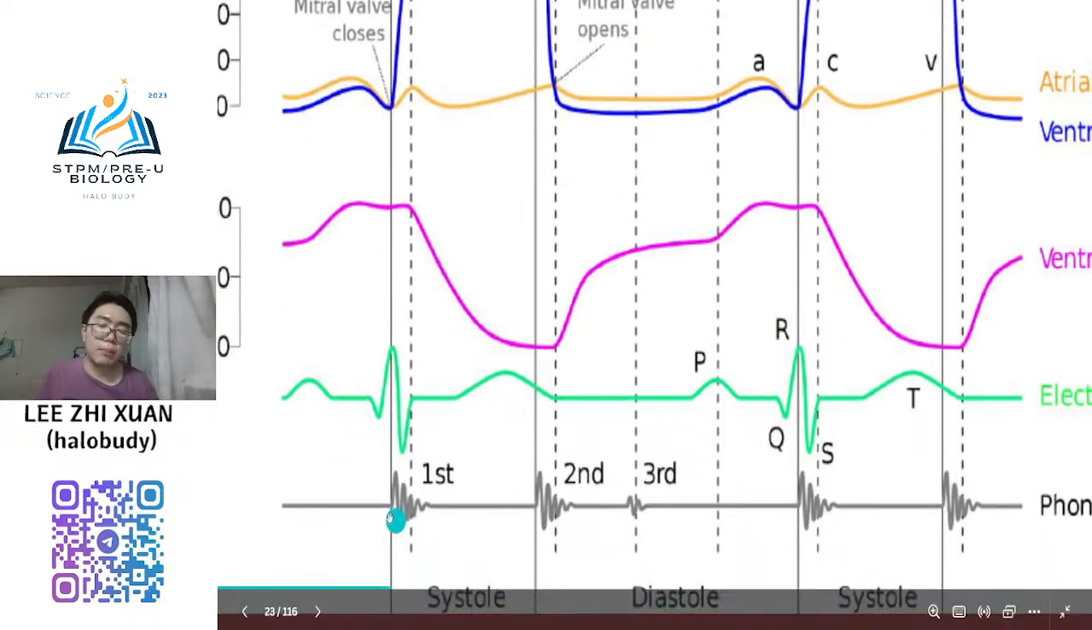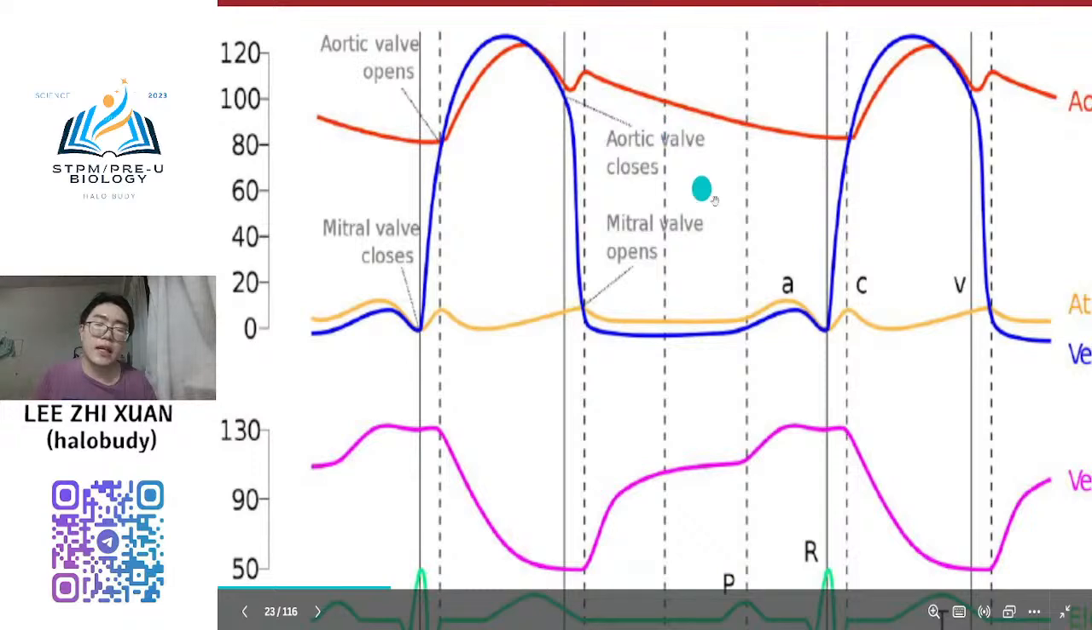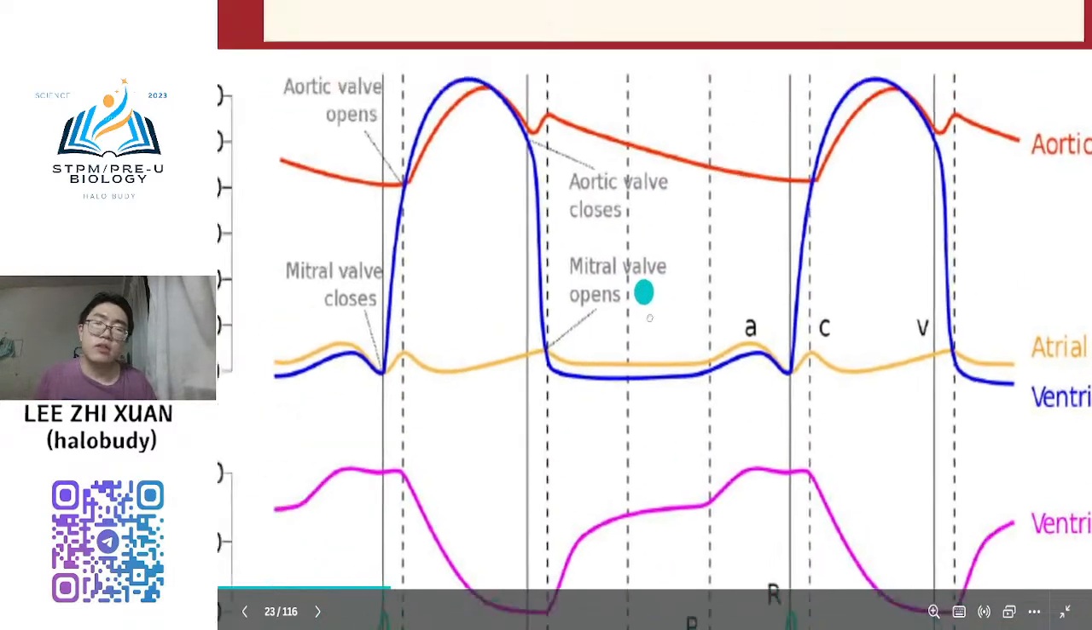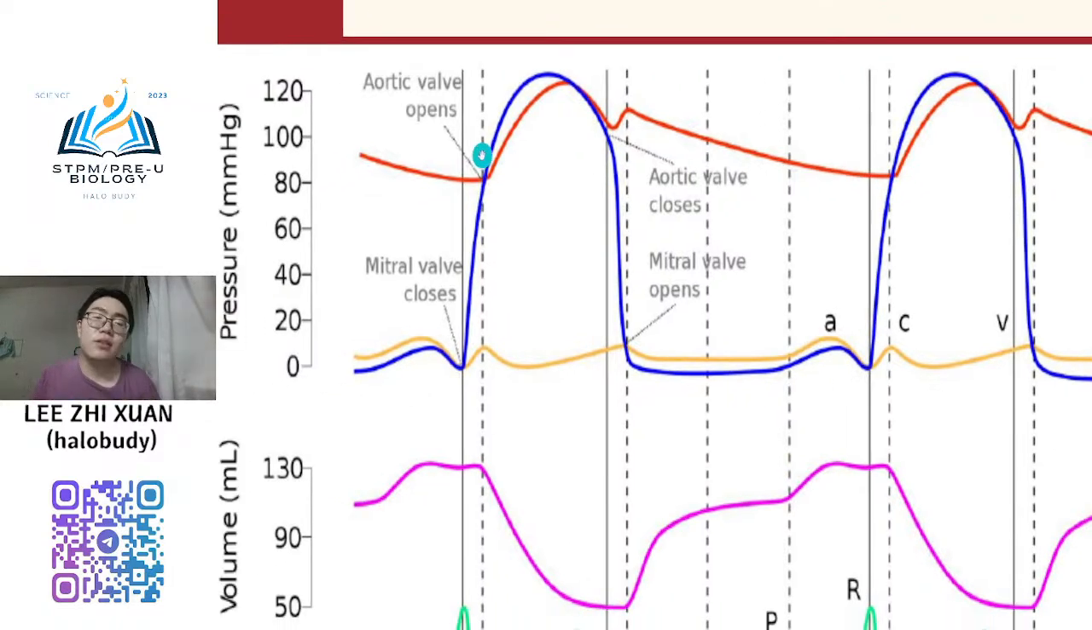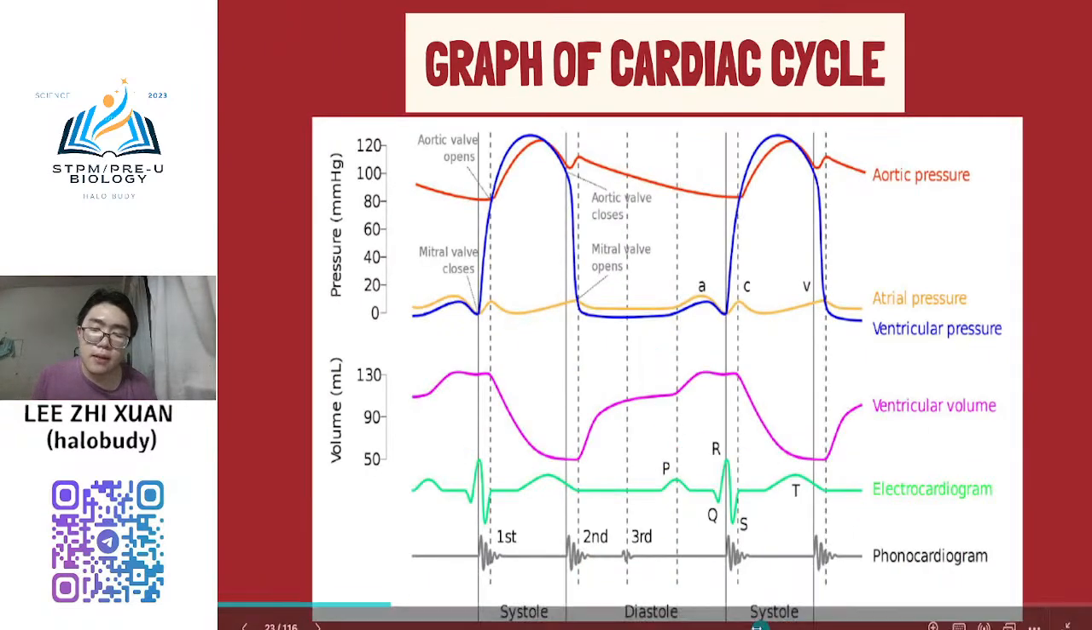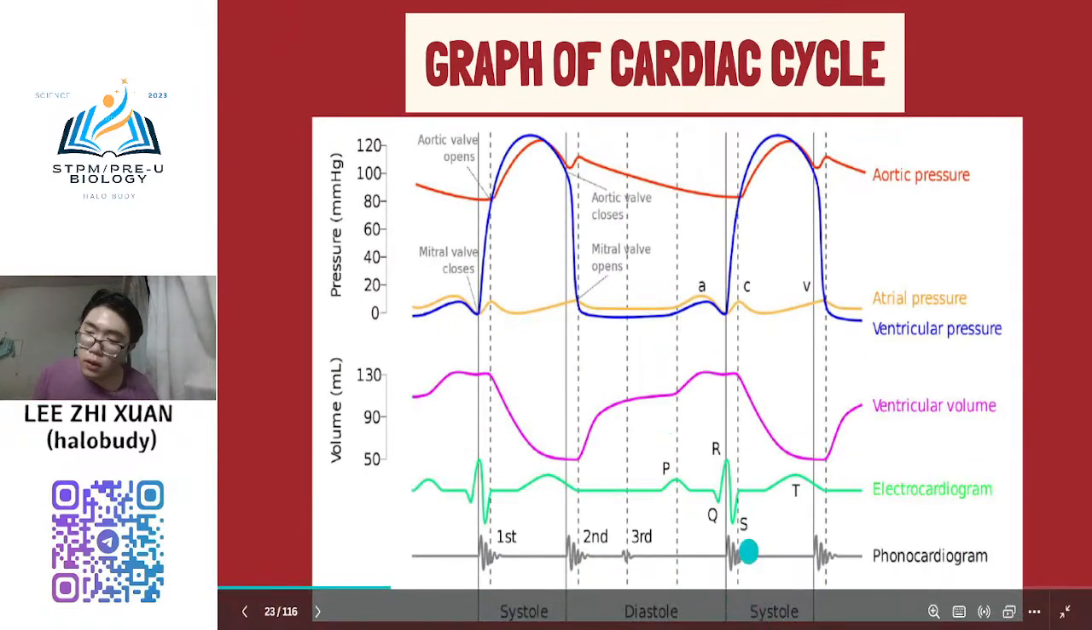So this one, they have already told you: the first sound and second sound. The third sound you don't need to know. This one is not in our syllabus, this is medical. But the first sound and second sound are very important. Okay, so I think that's all for the graph of the cardiac cycle.